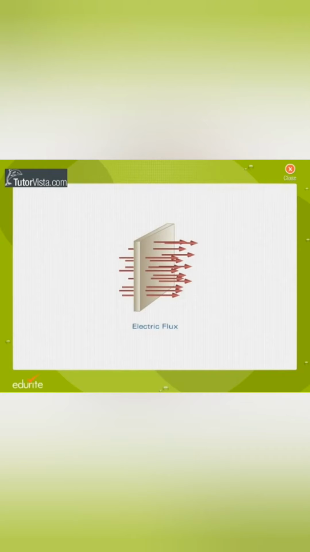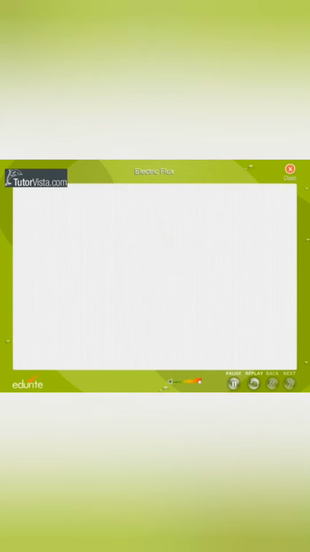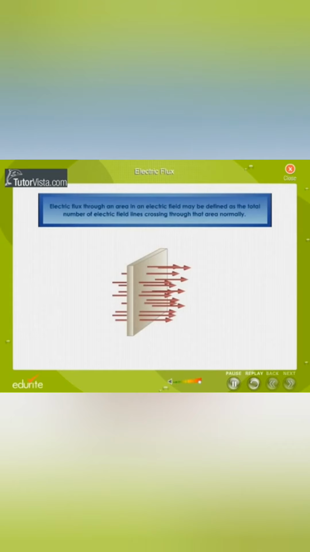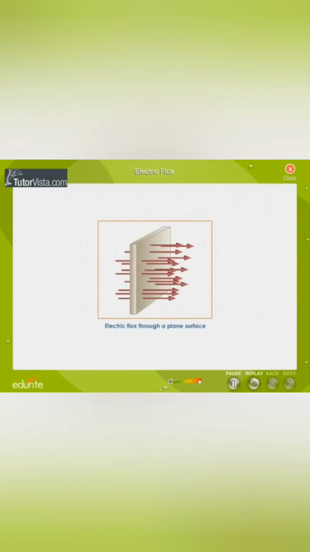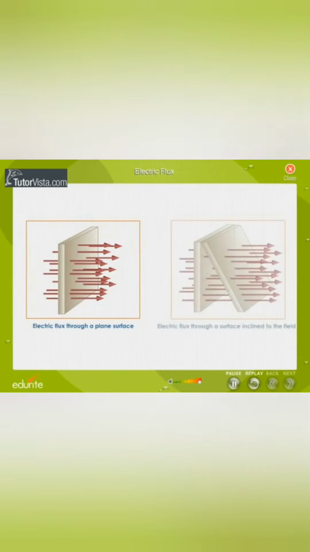Electric flux. Electric flux through an area in an electric field may be defined as the total number of electric field lines crossing through that area normally. Let us now get an expression for electric flux through a plane surface of area S, and also through a plane surface of area S inclined to the applied field.